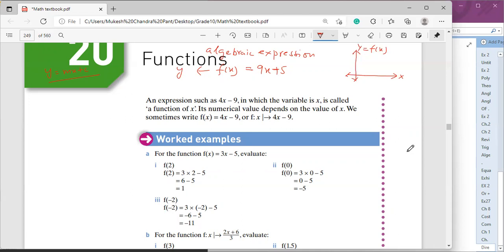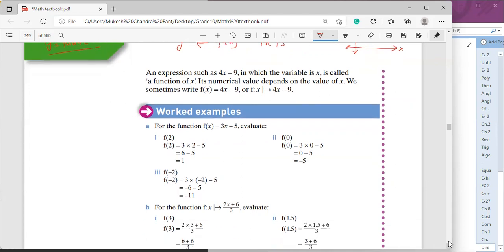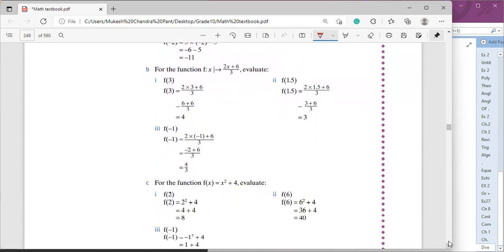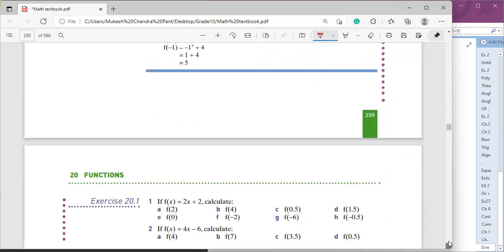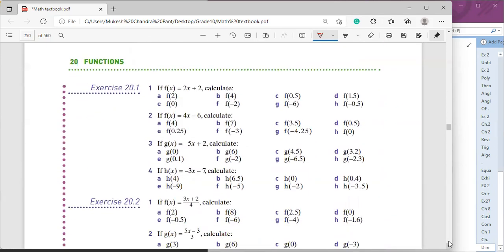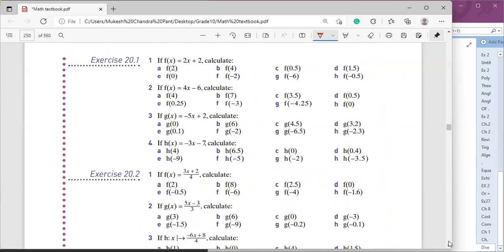Now suppose we take one exercise. It's very simple, you guys can do it. f(x) equals x plus 2. So f(2) means 2 plus 2. Replace x by 2, so 2 plus 2 is 4. Did you understand this one?